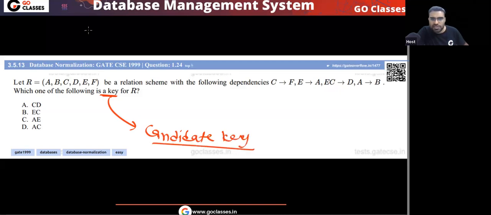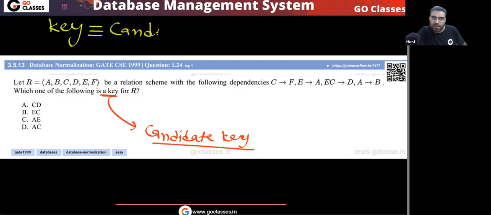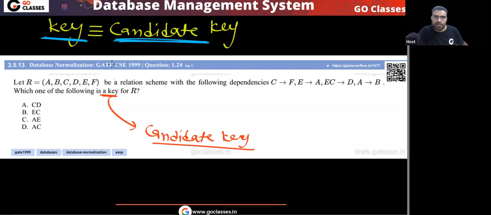I told you this is given in the Ullman book, right? Most of the authors, like Ullman and Korth, assume that key means candidate key. So remember, key does not mean super key or primary key, it means candidate key. So here the question is asking which of the following is a candidate key.